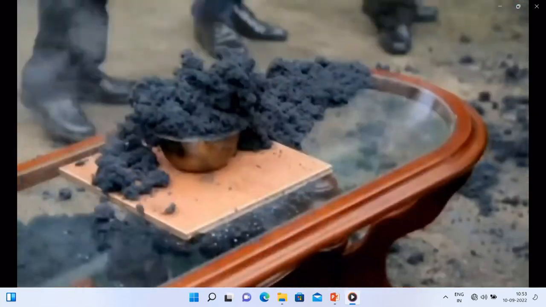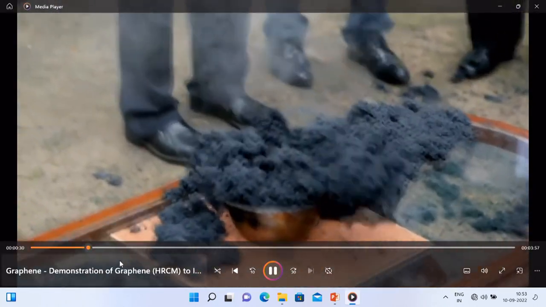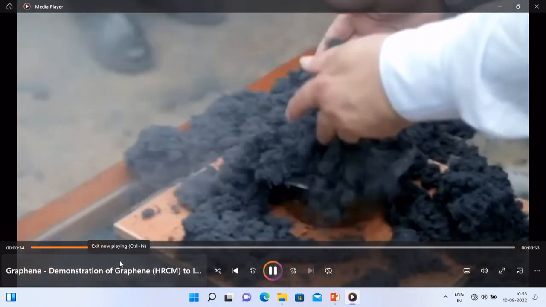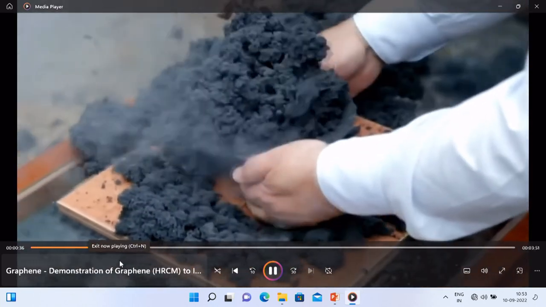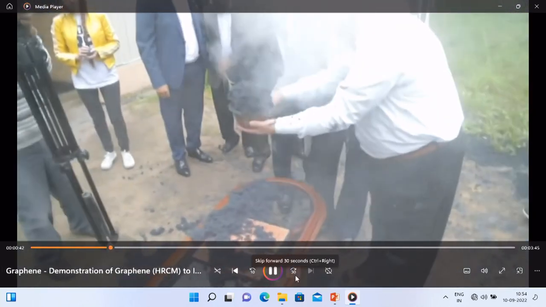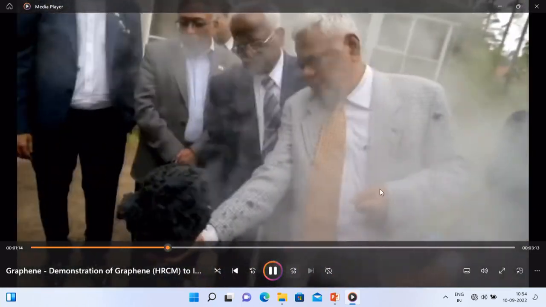Graphene is very light. The density is very low compared to graphite, right? So graphite, concentrated acid, either sulfuric acid or nitric acid. You try to have a combustion reaction to get graphene. Okay, that's next video, please.